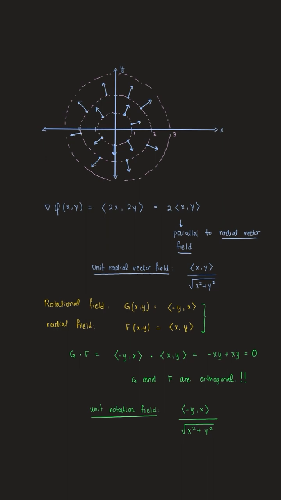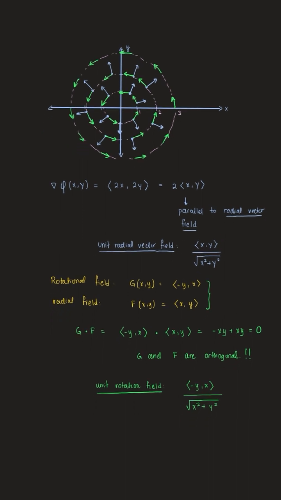Since our two fields are orthogonal to each other, and negative y, x points in the counterclockwise direction, I can draw my rotational vector field making right angles with my radial vector field. Notice that I'm just drawing the rotational field where the vectors have length 1, so I don't clutter up my diagram too much. So I'm drawing here a unit vector field. In green, you can see the rotational vector field, which points in the direction of the curves. And the radial vector field is parallel to the gradient of my paraboloid. So it's an interesting relationship between those radial and rotational fields.